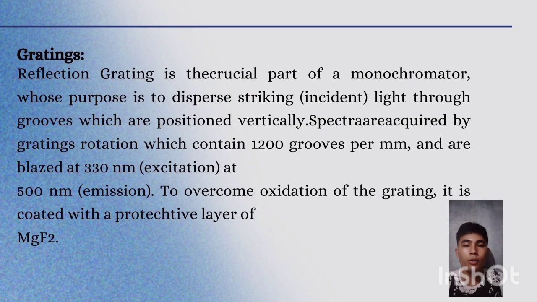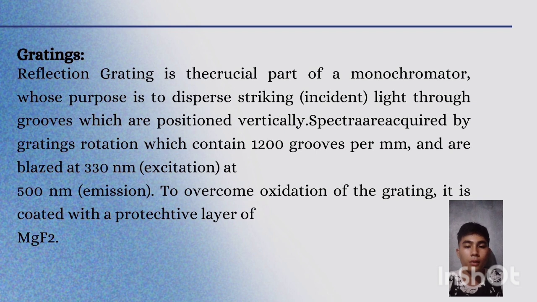So inside the monochromator, the most crucial part is the reflection grating. This component is responsible for dispersing the incoming light into its component wavelengths. It does this by using tiny grooves that are aligned vertically on the grating surface. These grooves interact with the light and separate it based on the wavelength. To scan or analyze the spectrum, the grating rotates, allowing different wavelengths to be selected.